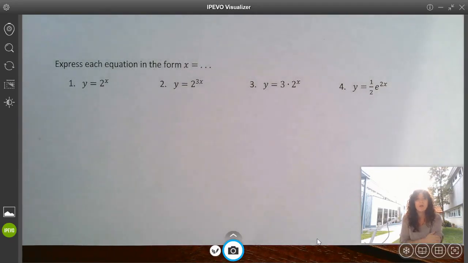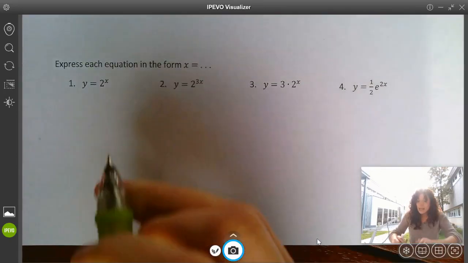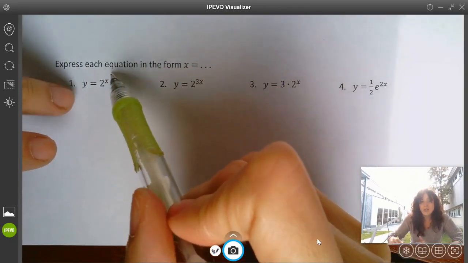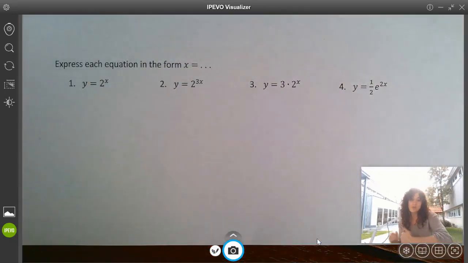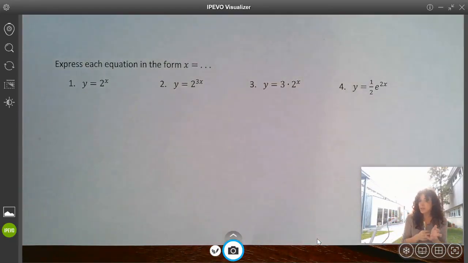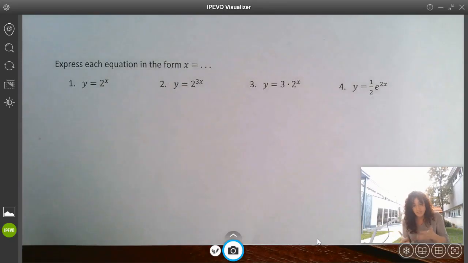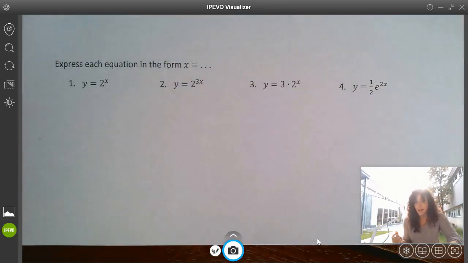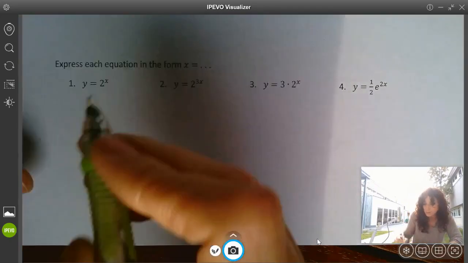Okay, so we want to write the equation in the form of x equals. In other words, we want to isolate for x. At the beginning, of course, it's going to be straightforward. So if I want to get x out of the exponent, I have to undo the exponent piece, right? Just like when I need to undo the addition, I need to subtract on both sides. I want to undo the exponent piece here so I can get x by itself. So how I undo an exponent is I have to use logarithms.